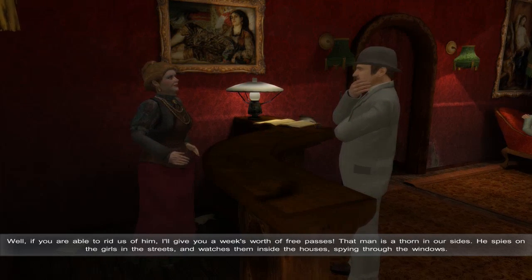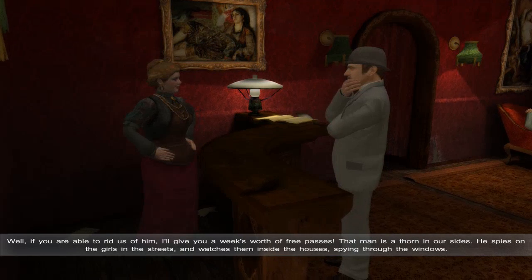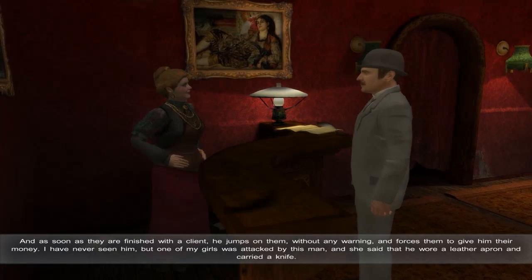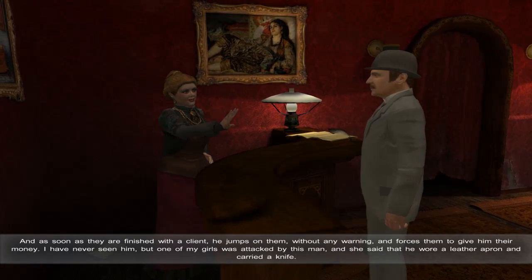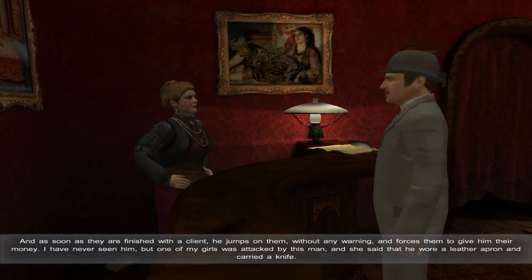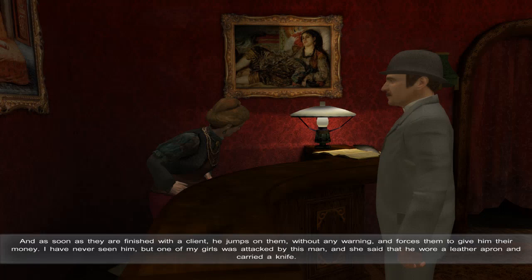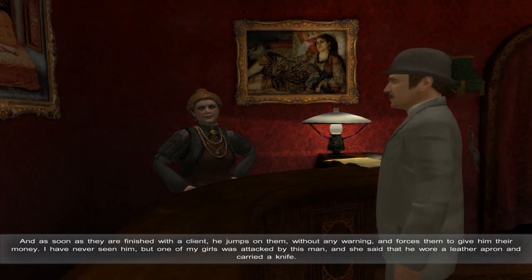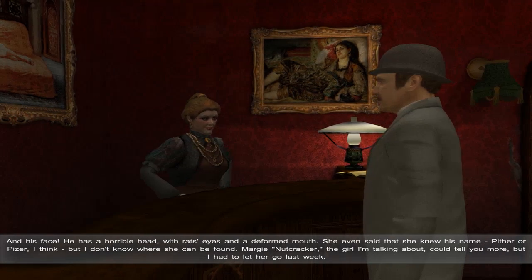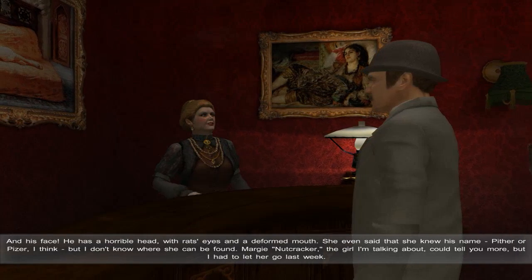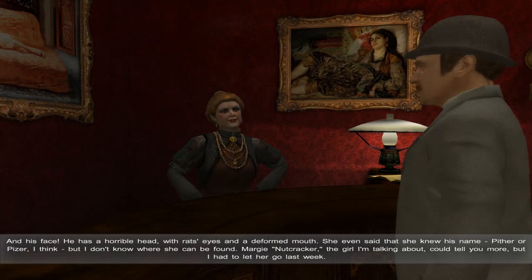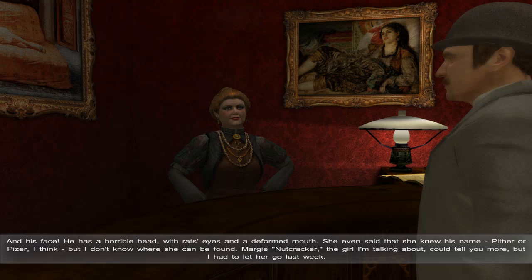That man is a thorn in our sides. He spies on the girls in the streets and watches them inside the houses, spying through the windows. And as soon as they're finished with a client, he jumps on them without any warning and forces them to give him their money. I've never seen him, but one of my girls was attacked by this man, and she said that he wore a leather apron and carried a knife. And his face, oh, he has a horrible head, with rat's eyes and a deformed mouth. She even said that she knew his name, Pizer, I think.